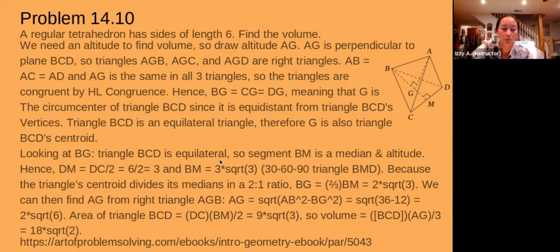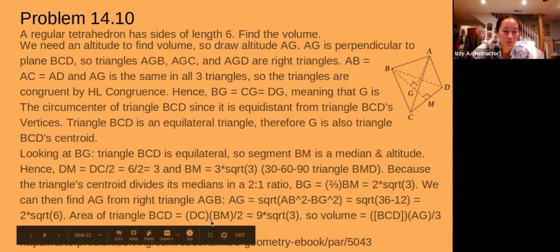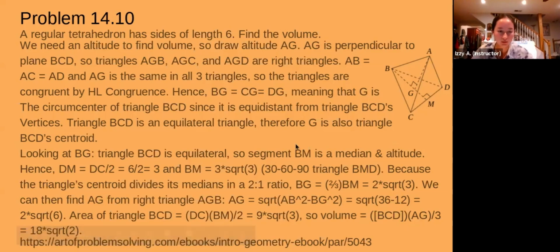So the area of triangle BCD is DC times BM divided by 2, which is 9 square root of 3. So volume is equal to the area of BCD times AG divided by 3. And that would be 18 times the square root of 2.